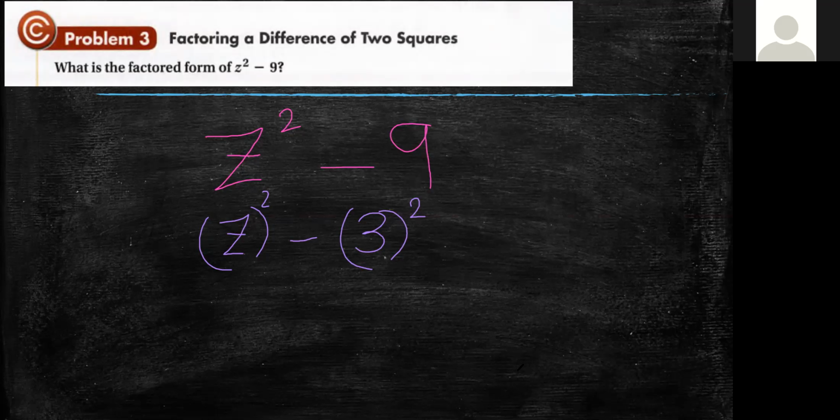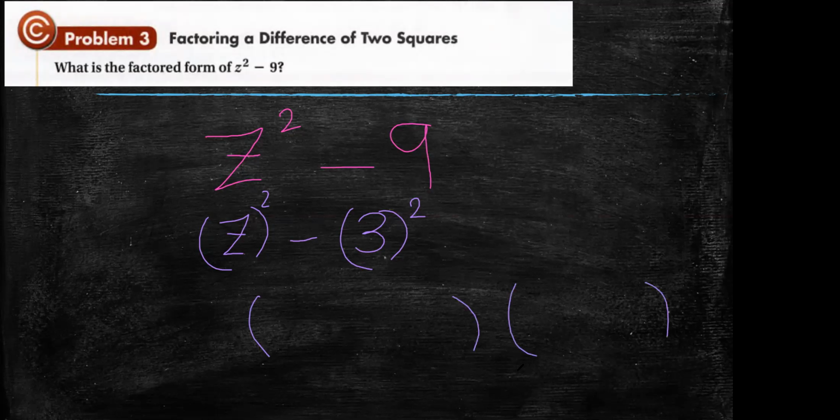So after that, since I have z squared minus 3 squared, I will open two brackets. Why two brackets? Because you have only two terms with a minus sign between them, or a difference of two squares. If you have a difference of two squares, I will open two brackets. Then I have z squared, I have two z's, one here and one here. Then I have 3 squared, I have 3 here and 3 here too.